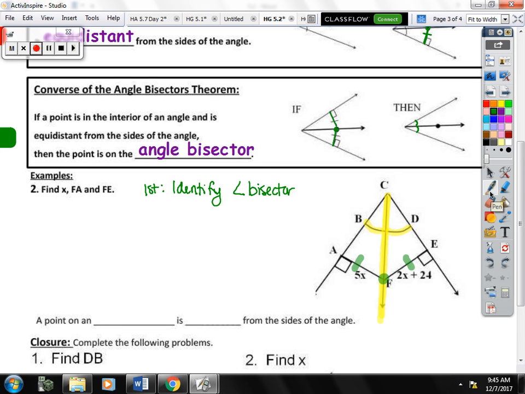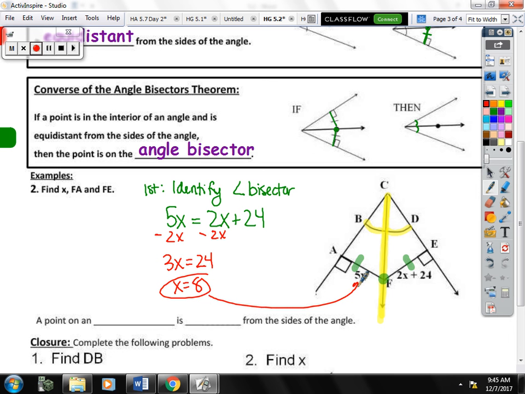So we added markings. AF has to be congruent to FE by this theorem. If they're congruent, then they are equivalent in length. So we would set 5x equal to 2x plus 24 and solve. We should get x is 8. Then all we have to do is plug that back in to get FA is 40. And this should also be 40, but let's verify.